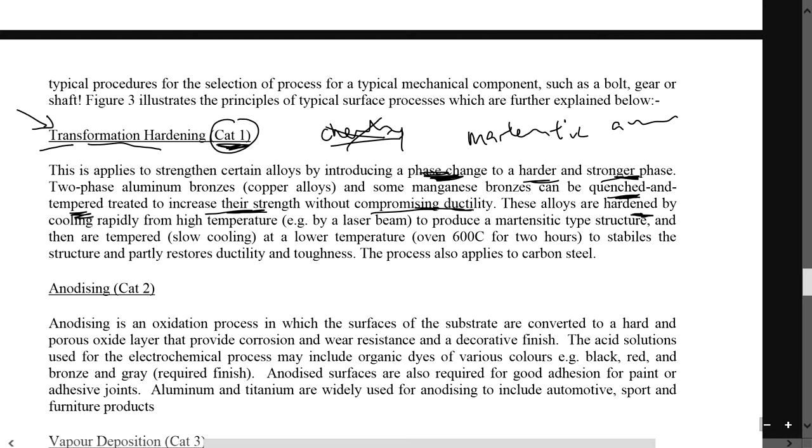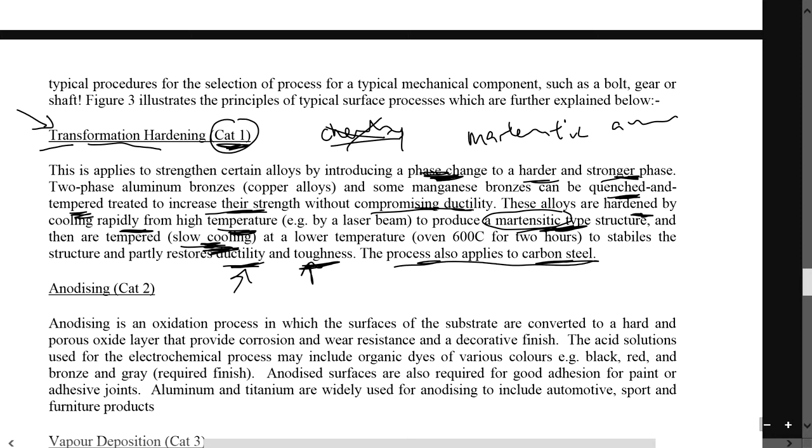Alloys are hardened by cooling rapidly, so you need to cool very rapidly so that it can form the martensitic type structure, which is stronger. If you want a ductile one, then you have to have slow cooling, to give ductility and toughness. So fast cooling gives martensitic, which is strength. If it's slow cooling, then it's ductility and toughness. This process is also applied to carbon steel.